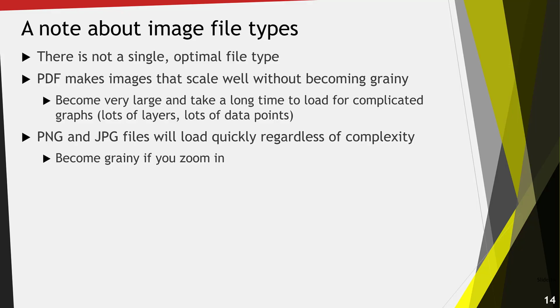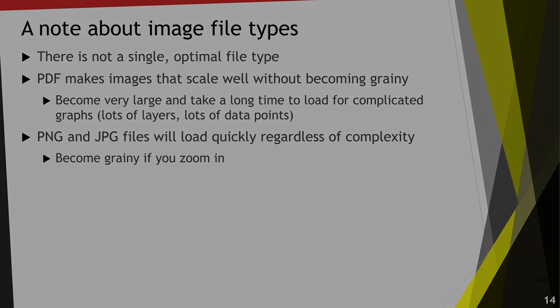There's multiple options because there's not a single optimal file type. PDFs make images that scale very well without becoming grainy, but the image files themselves can become very large and take a long time to load for complicated visualizations. So think things that have a lot of layers or many data points. PNG and JPG files are going to load quickly regardless of how complex they are. But they're basically like taking a picture with your digital camera, so they're going to become grainy if you start to zoom in on them.